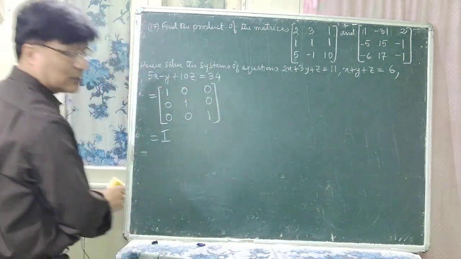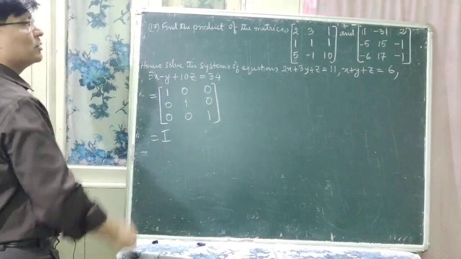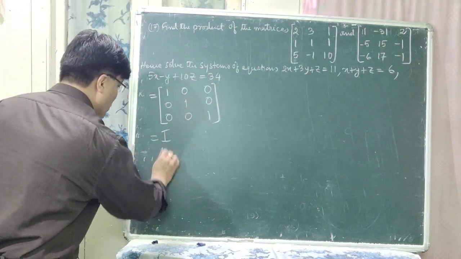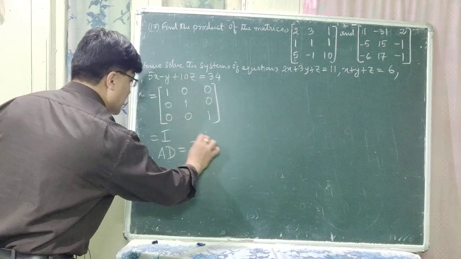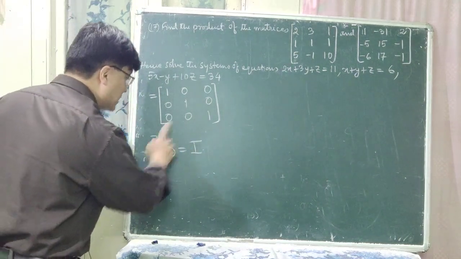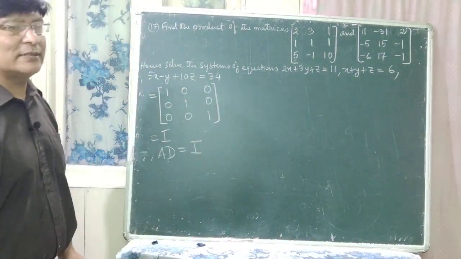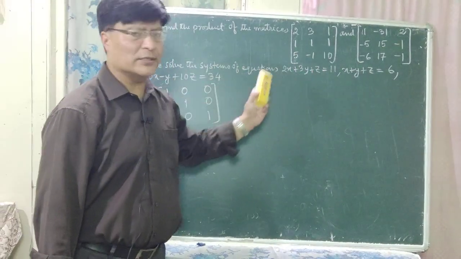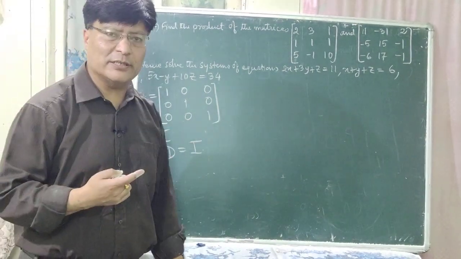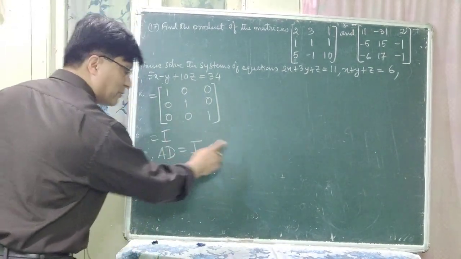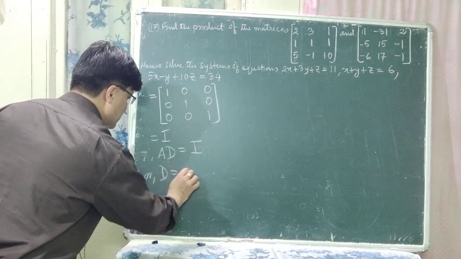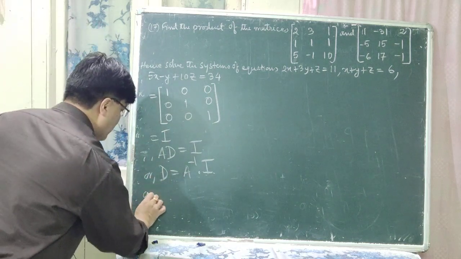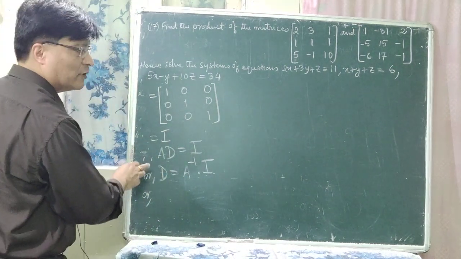So I think you've understood it. Okay. So we have got the product of the two matrices, which is equal to I. So therefore, AD is equal to I, right? Now let us take A to the right hand side, because you have to get A inverse out here. In order to solve these two equations, you should get A inverse here. That's why this A is taken to the right hand side. So D is equal to A inverse dot I. Right?